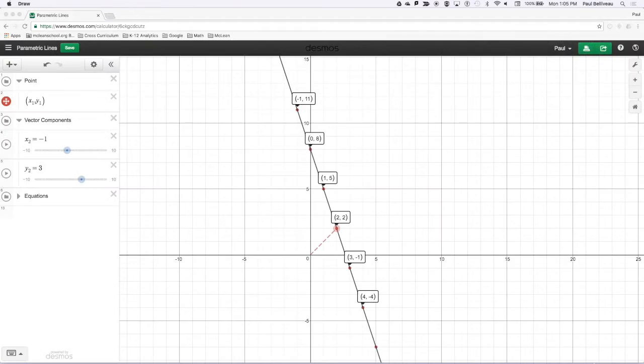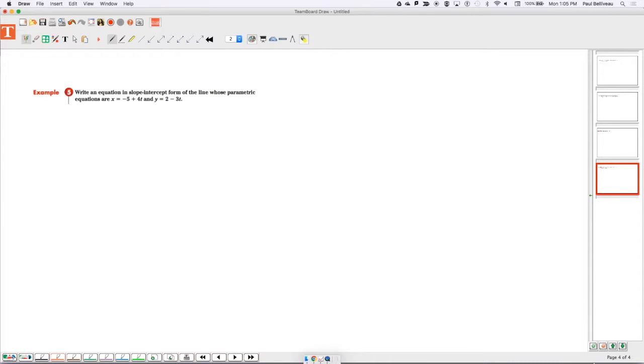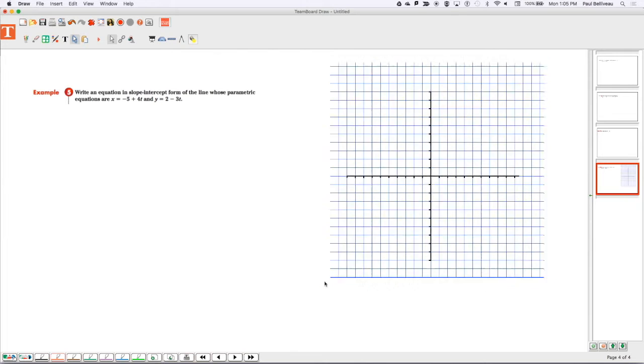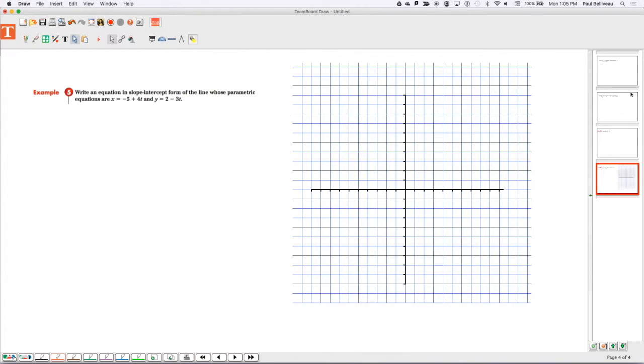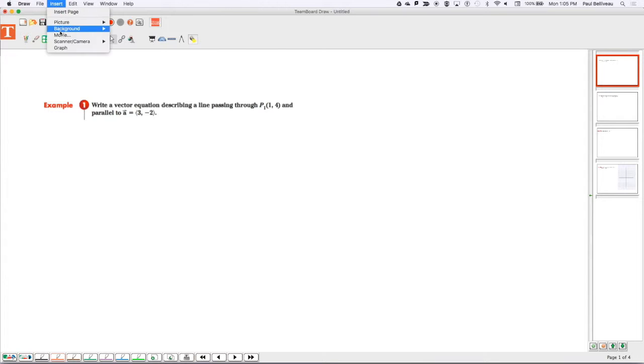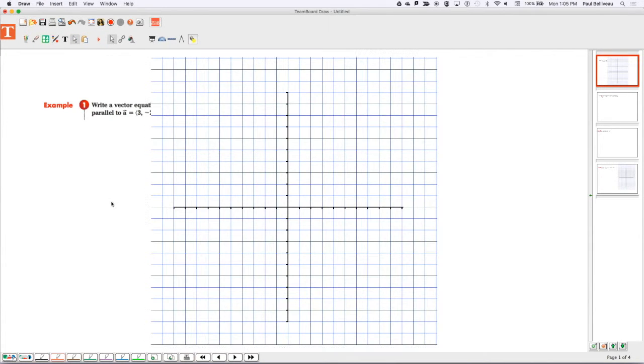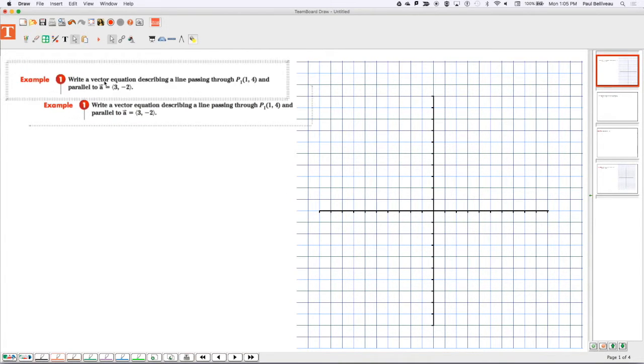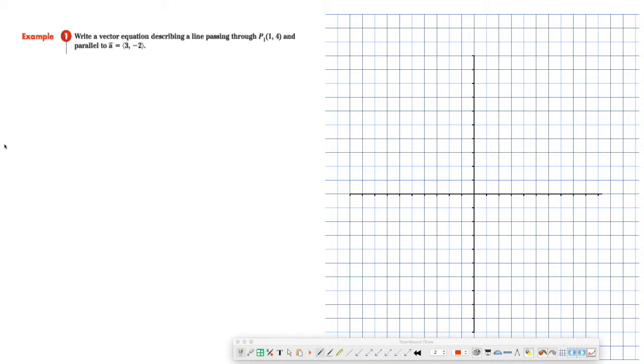Let's get a graph going. Okay, so let's put the graph in here. And this example is not the one I wanted. Let's go back to the beginning and go in order. All right. Write a vector describing a line passing through the point 1, 4 and parallel to the vector 3, -2.